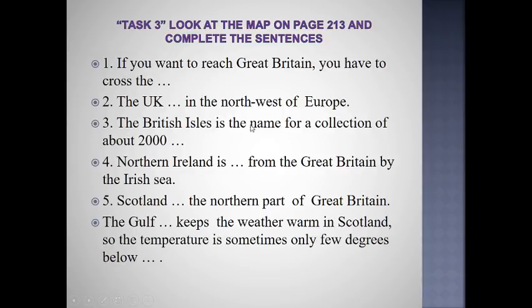The British Isles is the name for the collection of about 200 small islands. Northern Ireland is separated from Great Britain by the Irish Sea. Північна Ірландія відділена від Великобританії морем. Слово вставляється separated.